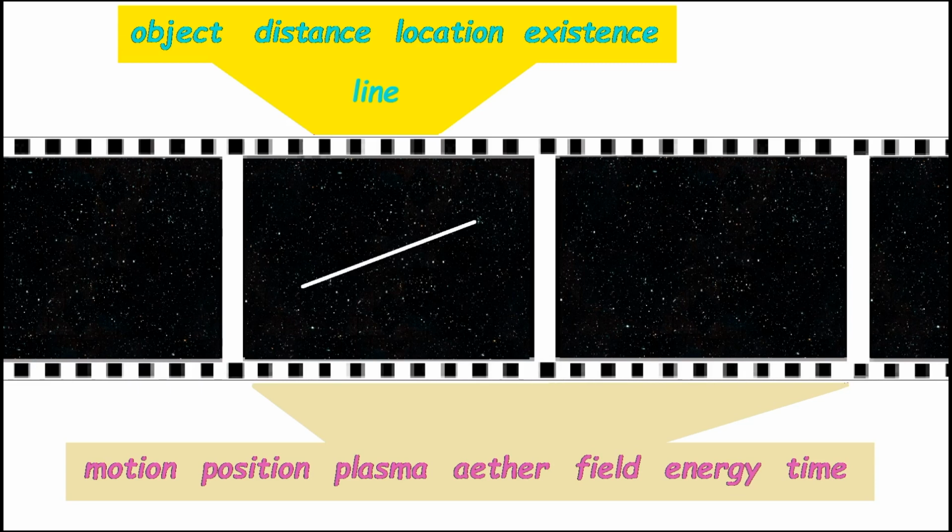And the concepts that you see at the bottom there, motion, position, plasma, ether, etc., all those are dynamic concepts. You need at least 2 frames in a universal movie to conceptualize anything that involves motion. On the other hand, static concepts, as the ones you see at the top, the ones in yellow and blue, you can conceptualize in a single frame. There you see object, distance, location, existence. Those are all static concepts. You do not have to see anything moving in order to conceptualize those words.